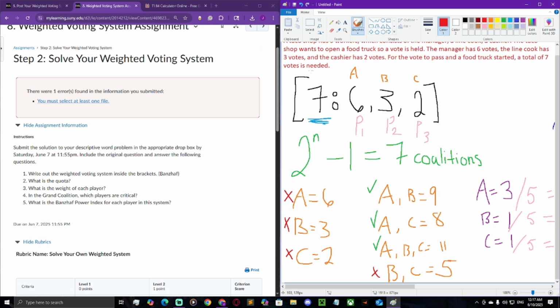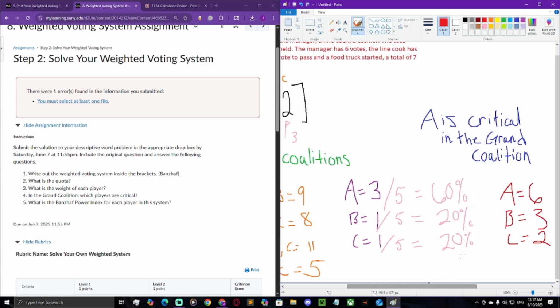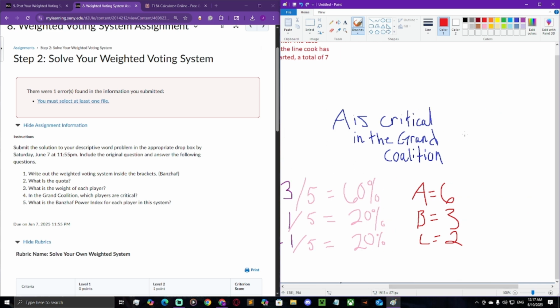So just briefly going over everything. This is the weighted voting system in brackets. This is the total number of coalitions. This is the total number of coalitions written out. This is the power index, or the Banzhaf power index. A is the only critical player in the Grand Coalition. And then this is the weight of each player.